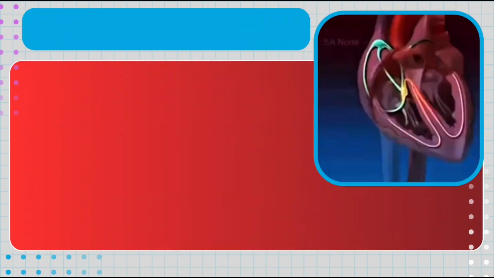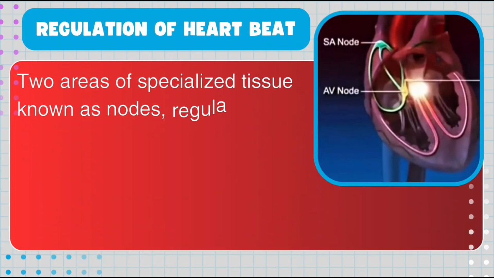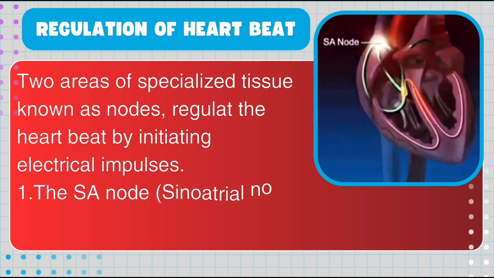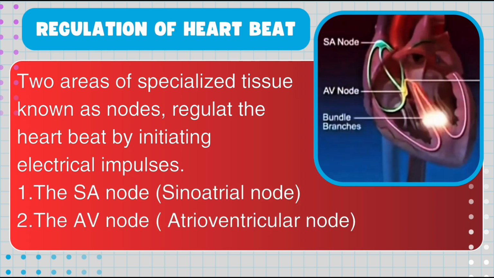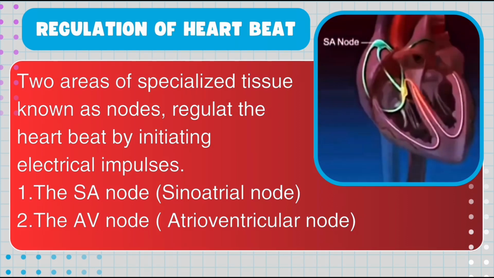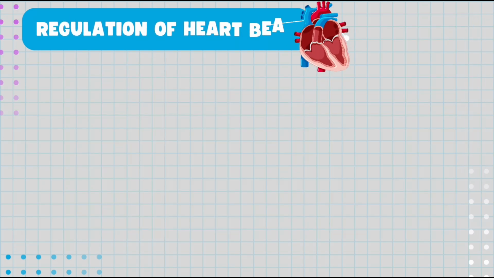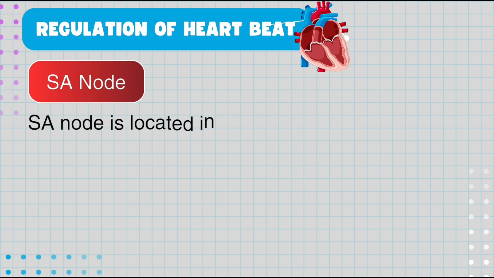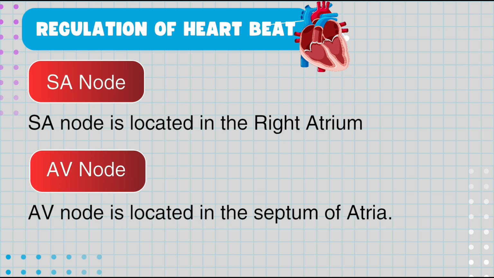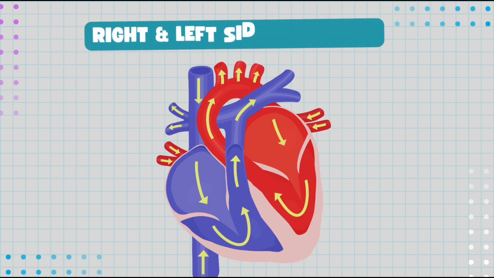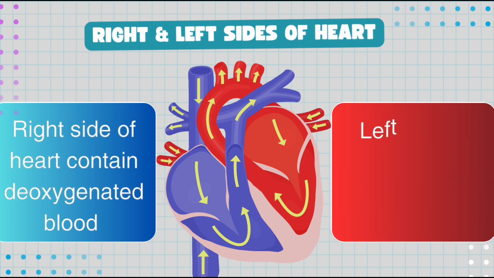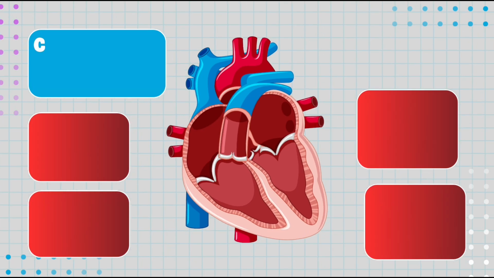Regulation of heartbeat. Two areas of specialized tissue known as nodes regulate the heartbeat by initiating electrical impulses. These nodes are SA node, or the sinoatrial node, and the AV node, or atrioventricular node. The SA node is located in the right atrium, while AV node is located in the septum of atria, right and left side of heart. The right side of heart contains deoxygenated blood, while the left side of heart contains oxygenated blood.